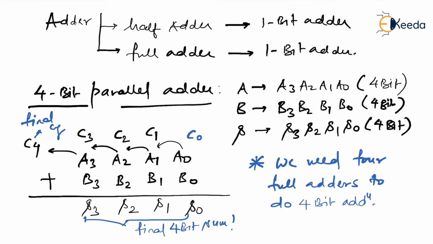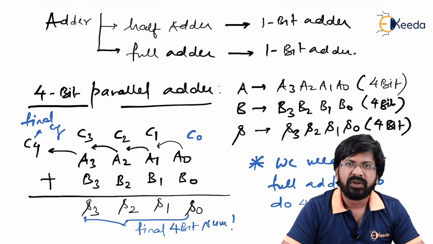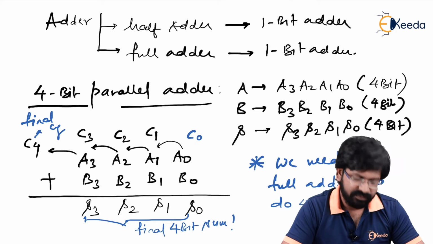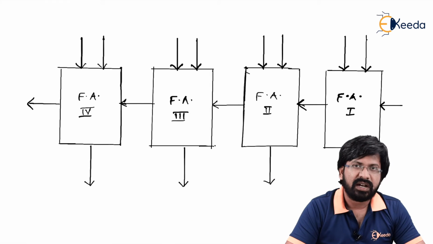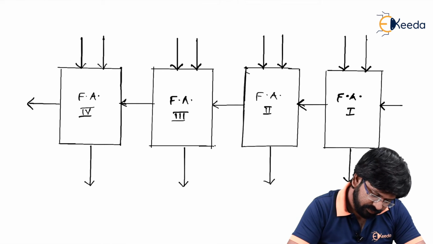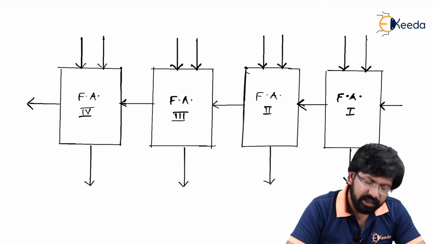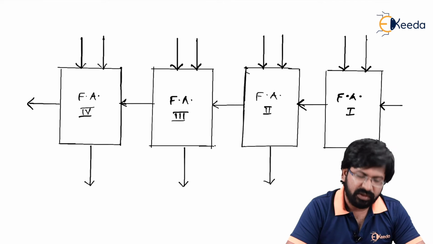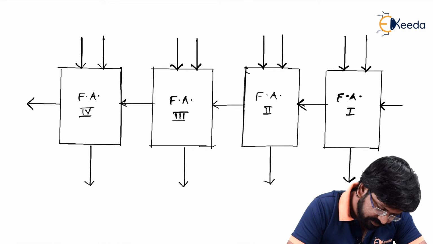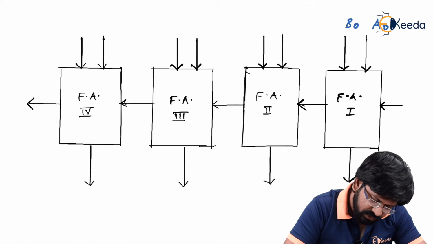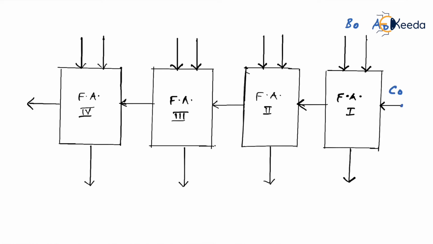So C naught, A naught, B naught upon addition generates sum as S naught and generates a carry called C1. Is that right? But then the initial value of C naught should be held as 0. So if we draw a circuit, we will connect the C naught value to ground. Let's see the circuit. As I said, there are 4 full adders used. The first full adder will be taking care of A naught and B naught. So here we will provide input as A naught and B naught. Of course, C naught also, but this C naught will be grounded because there is no initial carry.